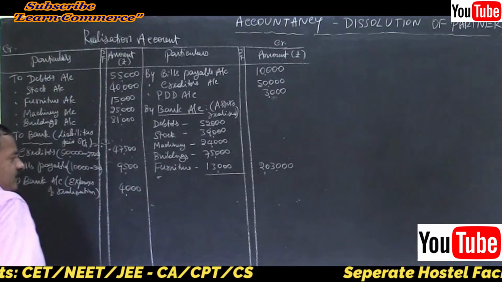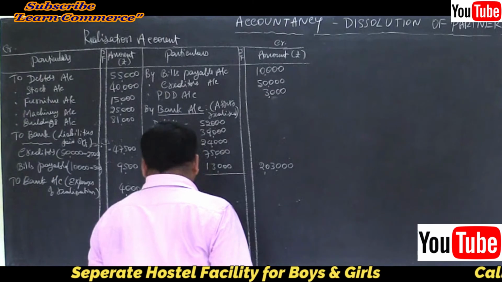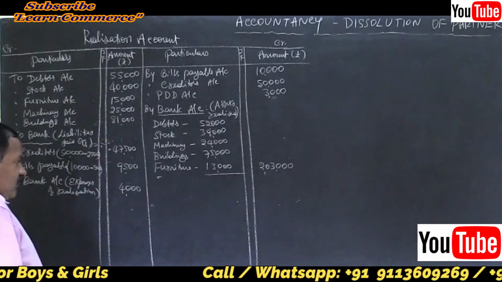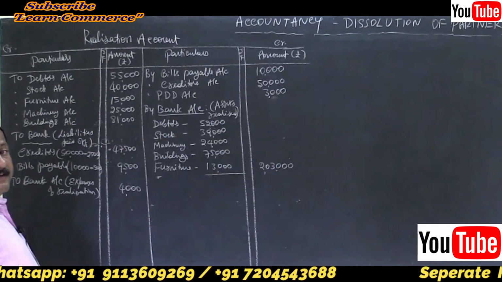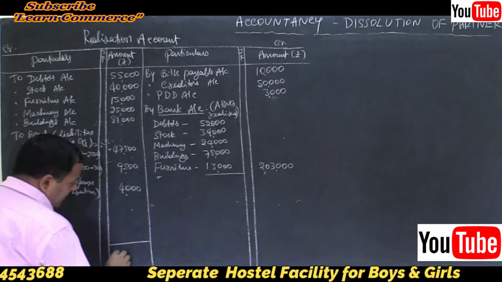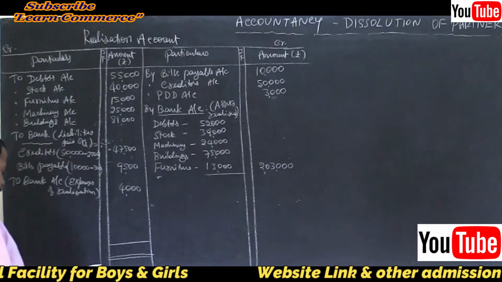Right? Now, take the total. Which side is greater? Roughly calculate. Debit side is greater than credit side. That means there is a loss on realization. So, write a total here. How much? 2,77,000 is the total.